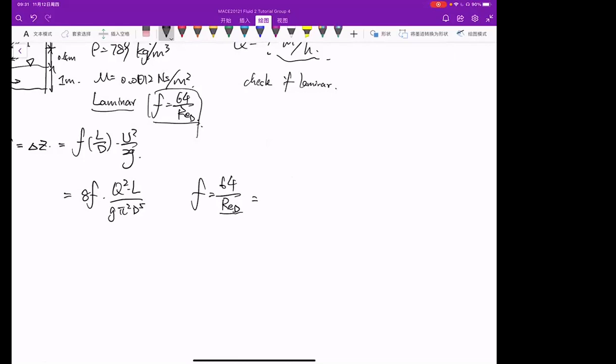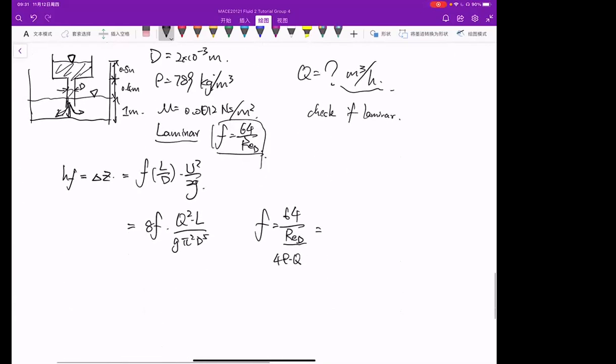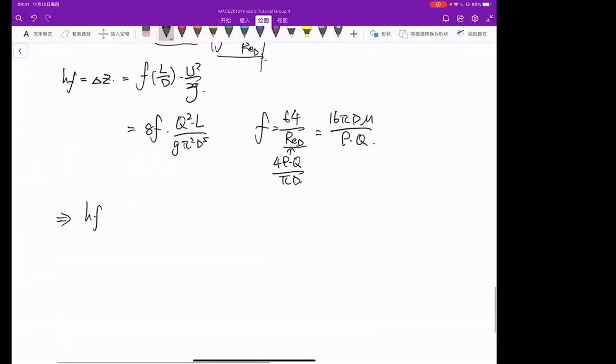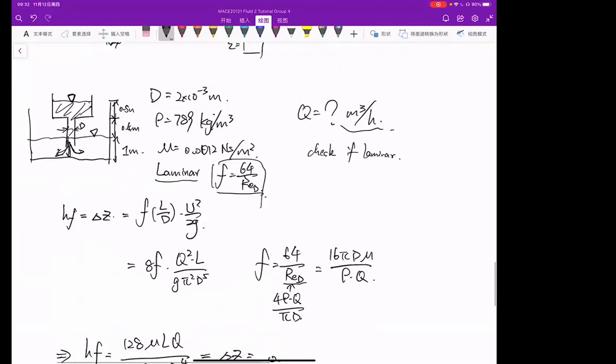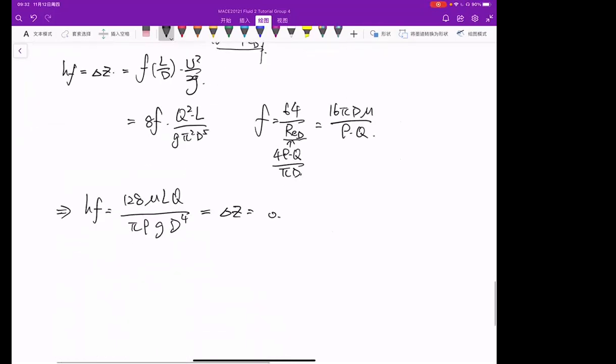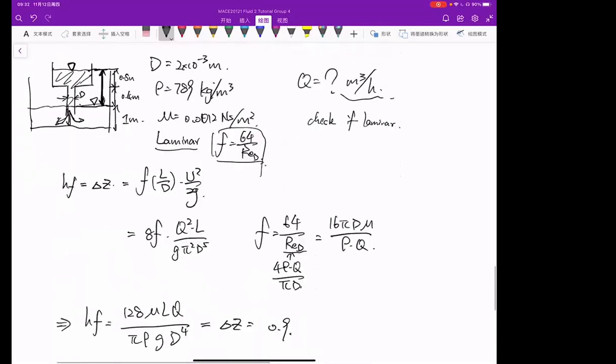Reynolds number is given as 4 times rho times Q over pi times D. So this is for the Reynolds number. So this finally gives us 16 pi D mu over rho times Q. Right, so finally we have hf equals 128 mu L Q over pi rho g D to the 4. So this equals delta z, which is the height distance from liquid surface to liquid surface, which means it's 0.4 plus 0.5, 0.9 meter.